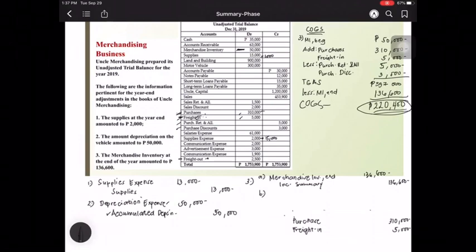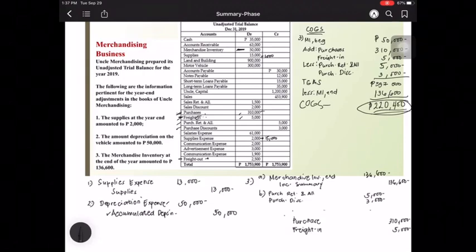Next, we have purchase returns and allowances. They are originally credited, therefore to close them, we have to debit this time. So you have your purchase returns and allowances, debit for the amount of 5,000. Okay, and next you have your purchase discounts. Originally they are credited, therefore to close them we have to debit your purchase discounts now, for the amount of 3,000 pesos.